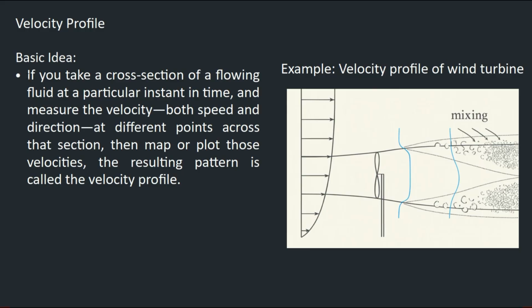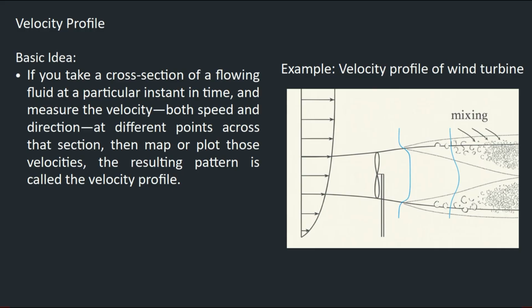The text, that is, if you have a cross section of a flowing fluid at a particular instance in time and measure the velocity, that is both the speed and direction, at different points across the section, then map or plot those velocities, the resulting pattern is called the velocity profile. So I have an example for you guys. This is a velocity profile that I found for a wind turbine. Okay.